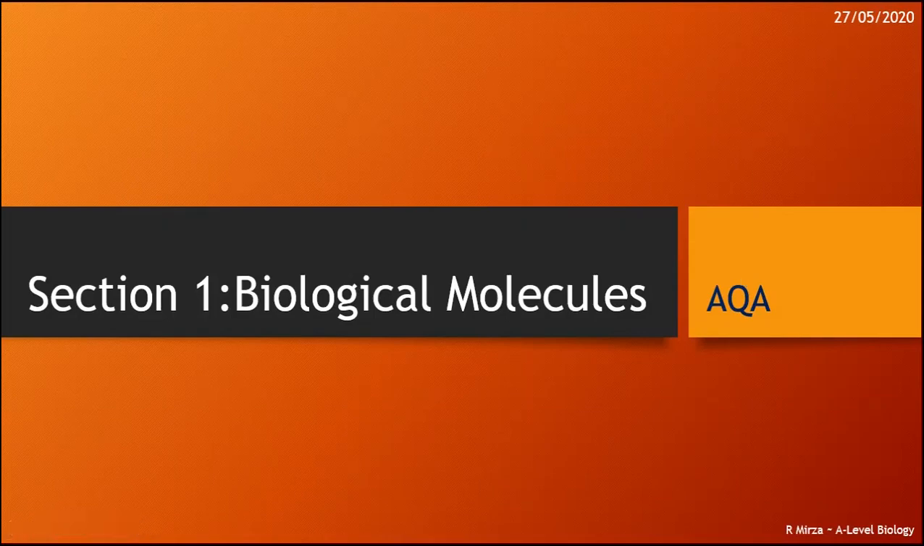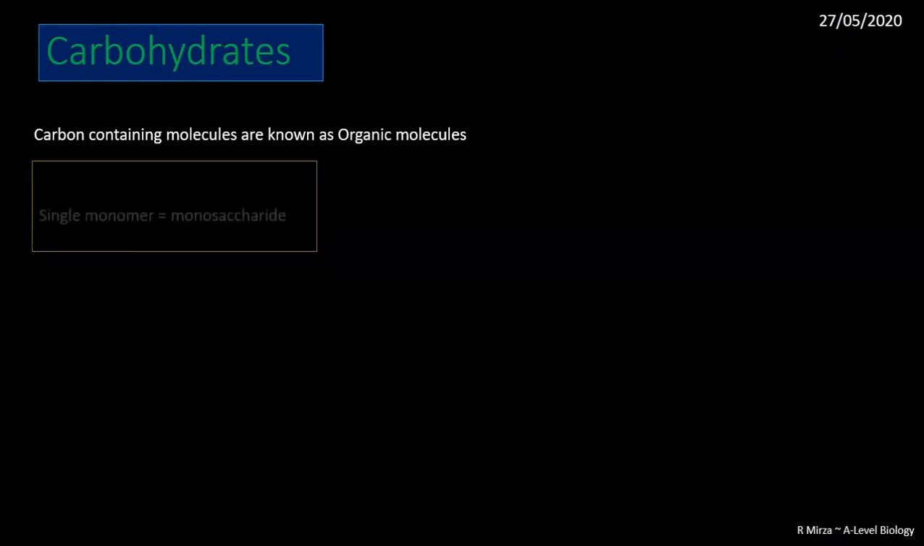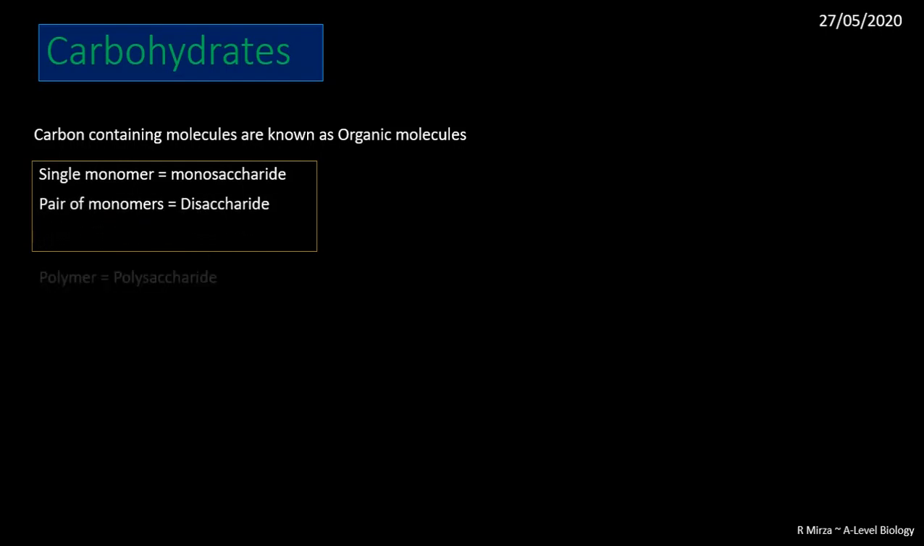In this video, we will be looking at the topic of carbohydrates from section 1 of AQA A-Level Biology. Carbohydrates are carbon-containing molecules, and any molecule that contains carbon is known as an organic molecule. Hence, carbohydrates are organic molecules. The single monomer of carbohydrate is known as a monosaccharide, the pair is known as a disaccharide, and following on from this, the polymer is known as a polysaccharide.